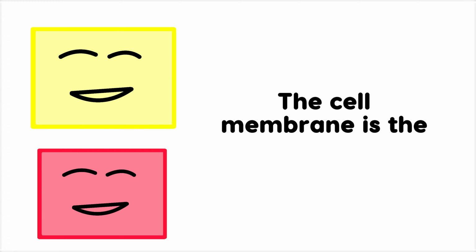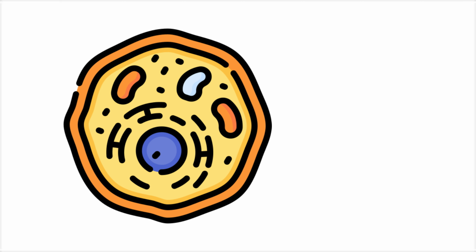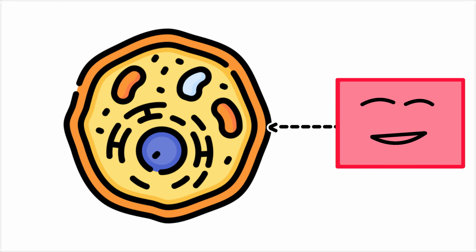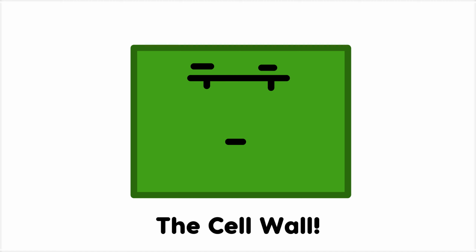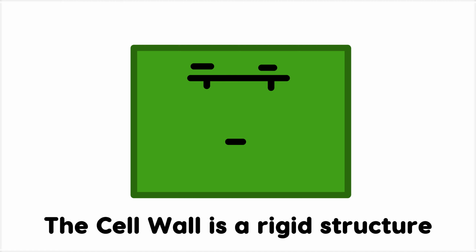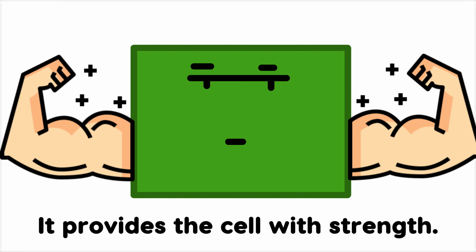The cell membrane is the thin covering that holds the cytoplasm and the organelles inside the cell. In only animal cells, however, the cell membrane is the outer layer of the cell. The outer layer of plant cells is the cell wall. The cell wall is a rigid structure that surrounds the cell membrane. It provides the cell with strength.